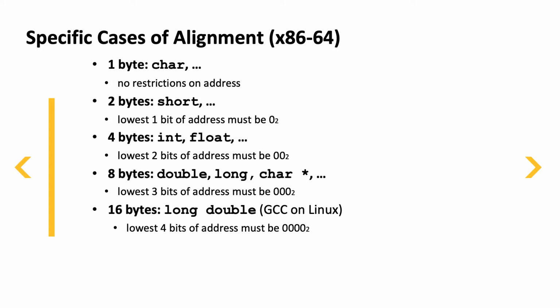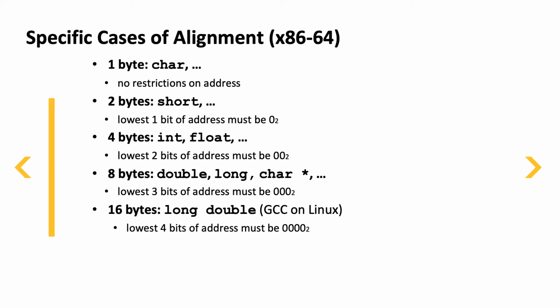For a 1 byte char, there's no restriction on the address. That's never going to span a quad word because it's only taking 1 byte. It's going to be in one or the other. If we've got 2 bytes for a short, the lowest 1 bit of the address has to be 0, because the lowest bit of an address in binary, remember, means we're divisible by 2. That's an even number.